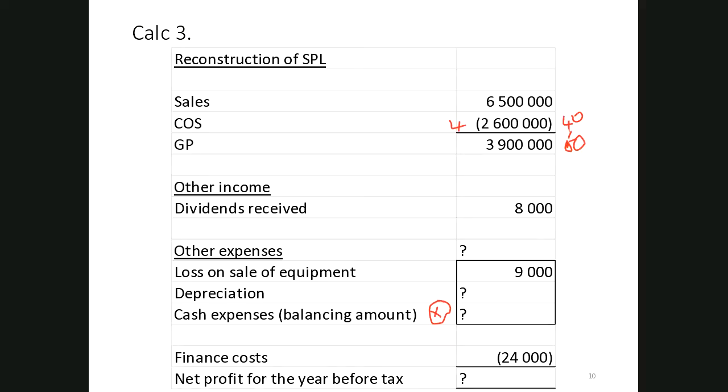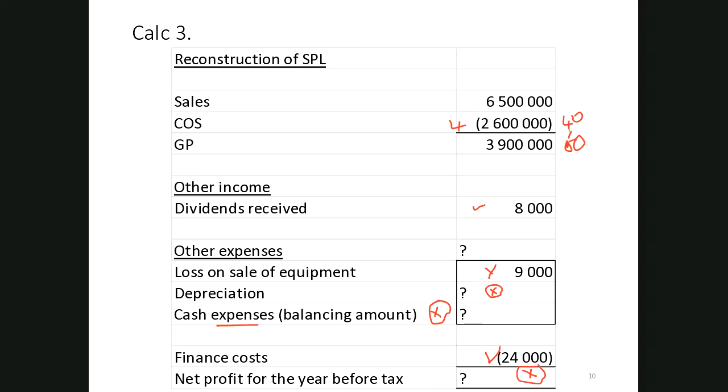So dividends received, remember, we're going to show separately, and loss on sale of equipment is not a cash flow item, and finance costs we're going to show separately. So we need to work out how much was spent on expenses that were cash expenses. In this question, there will be depreciation, but we don't know the amount of the depreciation. So we now need to calculate the depreciation, because we need to know how much were the cash expenses, and that would exclude depreciation. But we have another problem: we don't know how much the net profit is.